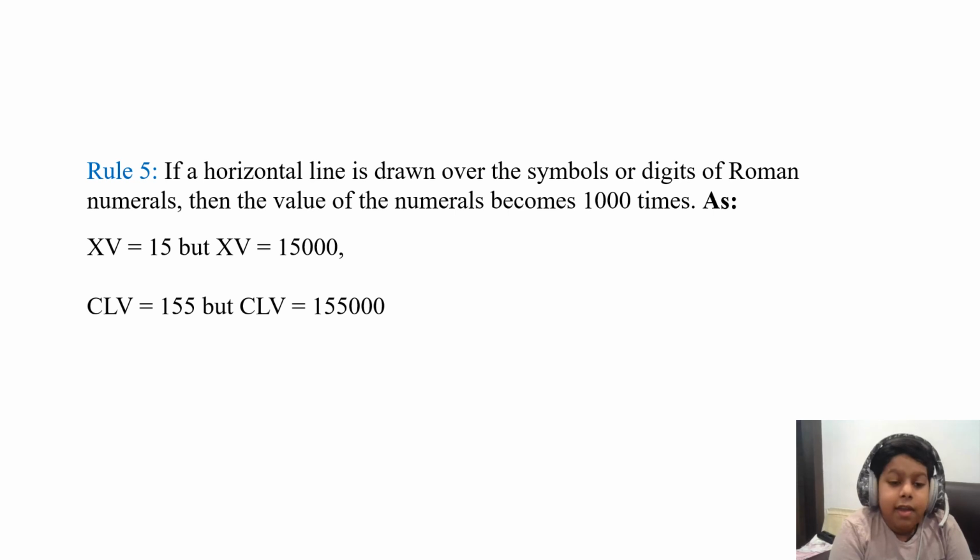Rule number 5. If a horizontal line is drawn over the symbols or digits of Roman numerals, then the value of the numerals becomes 1000 times. As XV equals 15 but XV with a line over it equals 15,000. CLV equals 155 but CLV with a line over it equals 155,000.